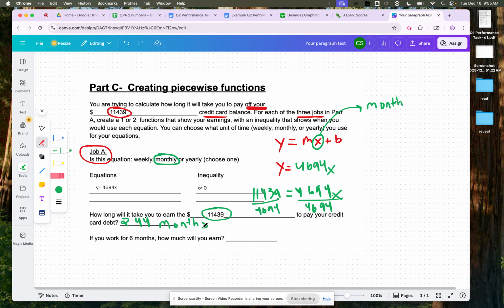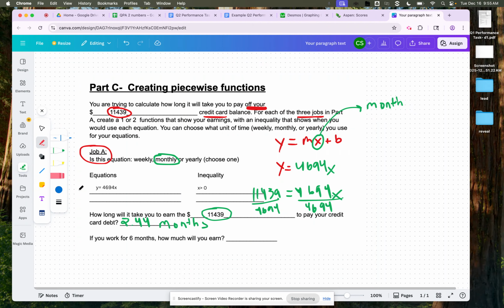But keep in mind, I have other bills. I have rent. I have my phone bill. I have my food, and I need to pay other bills. So it's not really going to take me 2.4 months. But if I put every single penny into it, that's what it would take me. And so realistically, it's going to take me a lot longer than that, but that's the absolute minimum.